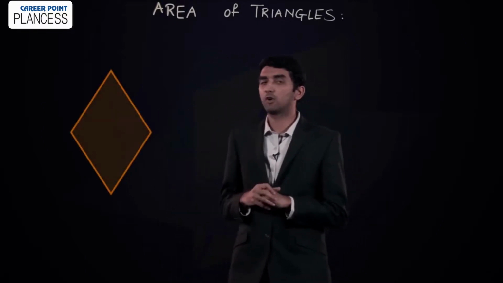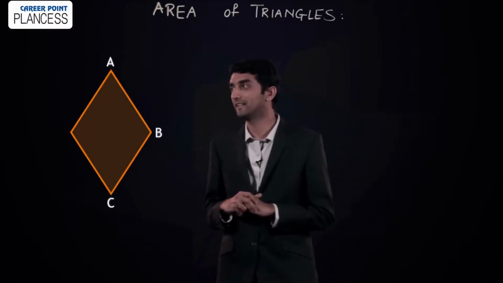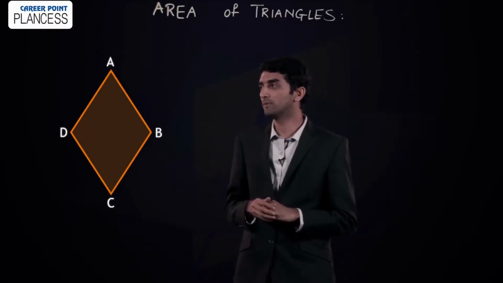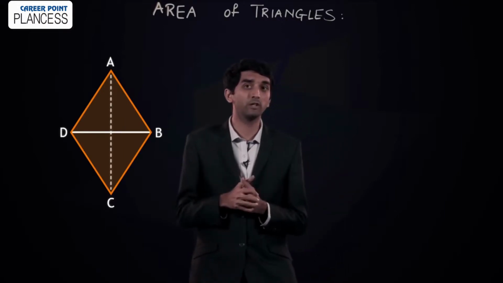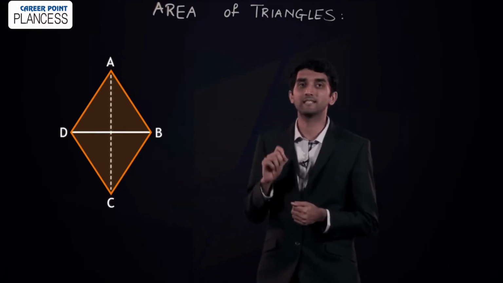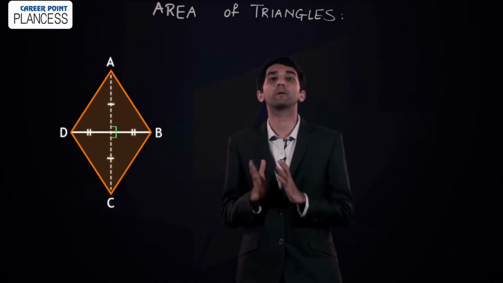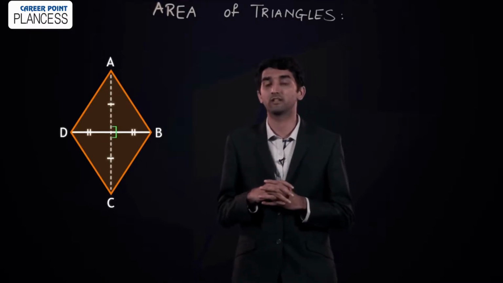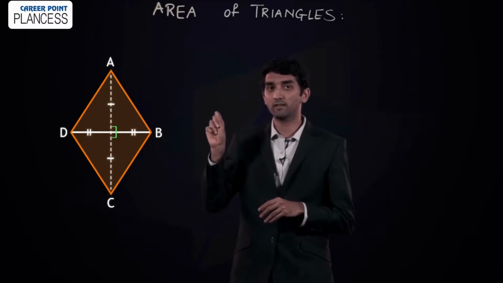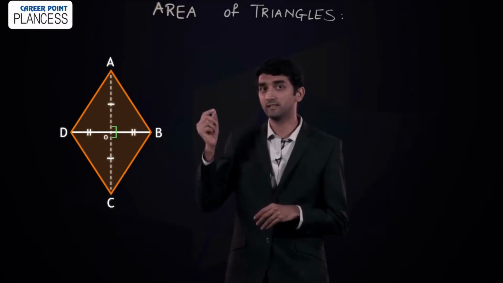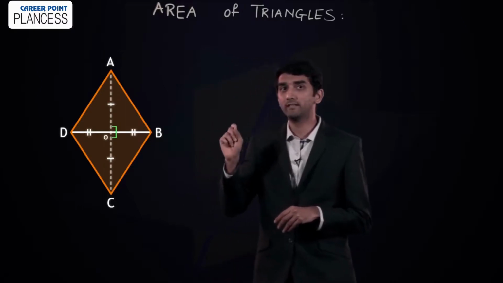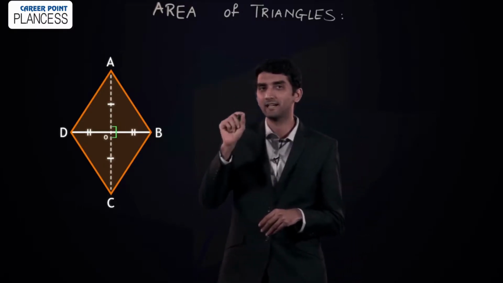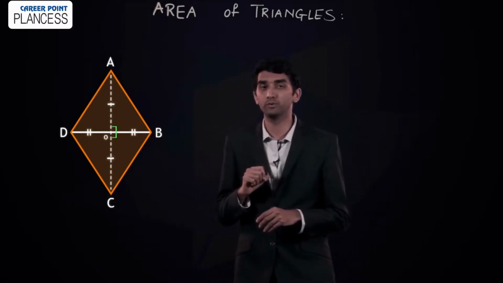So this is a rhombus ABCD. As you can see, this rhombus has AC and BD as its diagonals, and as we know, a rhombus has its diagonals as the perpendicular bisectors of each other. So where the diagonals meet at point O, that angle is 90 degrees, and that is a fact which we are going to use.